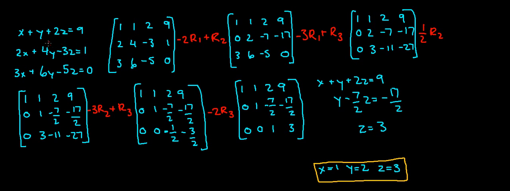Here's a system of equations: x plus y plus 2z is equal to 9, 2x plus 4y minus 3z is equal to 1, 3x plus 6y minus 5z is equal to 0. So when solving for these types of system sets, what I'm going to do is try to get it into that echelon form. So manipulate this matrix in any way I can to get it as close as possible to that diagonal of ones and triangle of zeros.